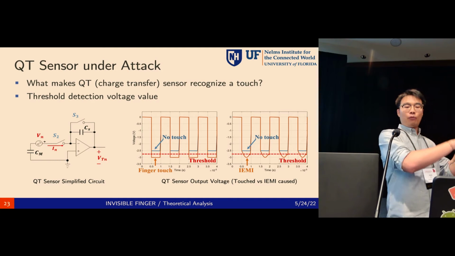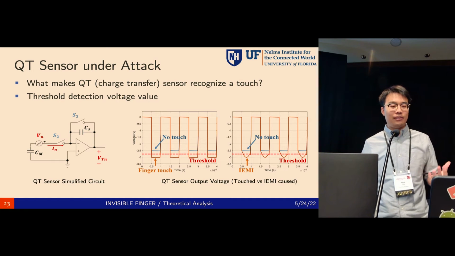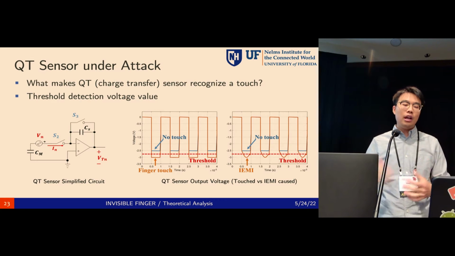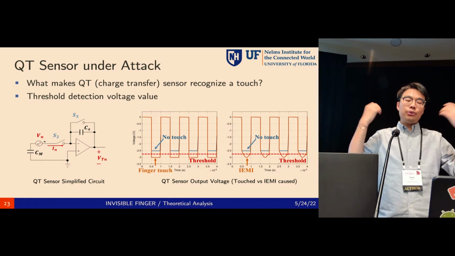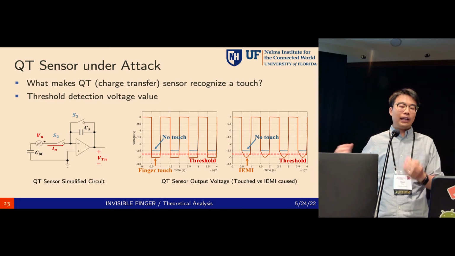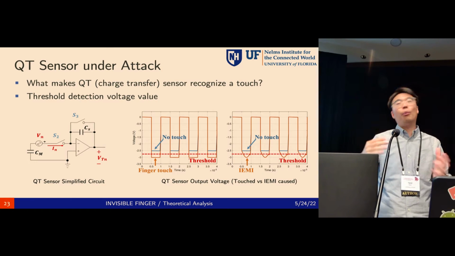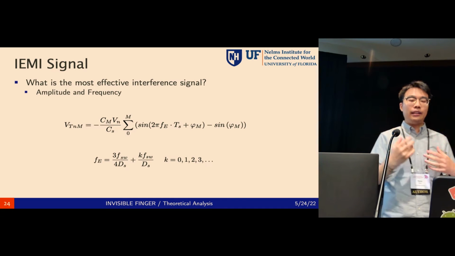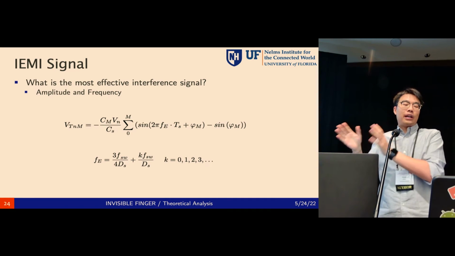As we saw before, the charge transfer sensor, also known as QT sensor, measures the capacitance, right? And if there's a finger touch, the capacitance changes, the voltage changes. The voltage output of the OPM changes if there's a touch. So now let's say we are using a sine wave IEMI signal as a VN, performing a similar approach, and we can also see the measured voltage changes and passes the threshold. And basically, in theory, we just induce a touch event. Using our current model, we can get the needed amplitude and the frequency to induce enough voltage change that can be recognized as a touch event.